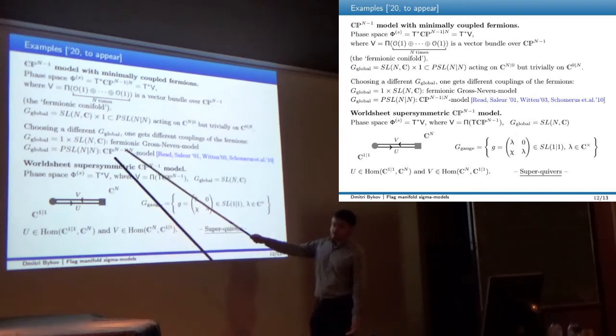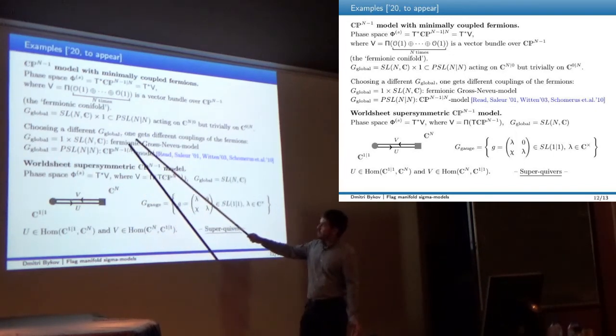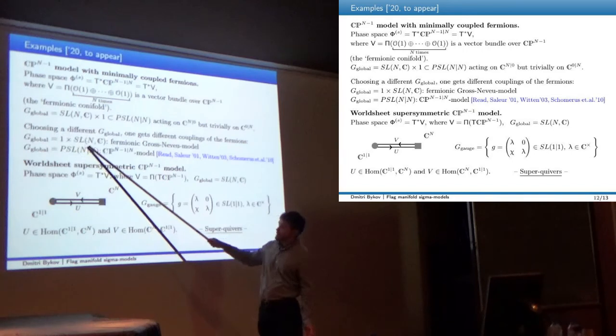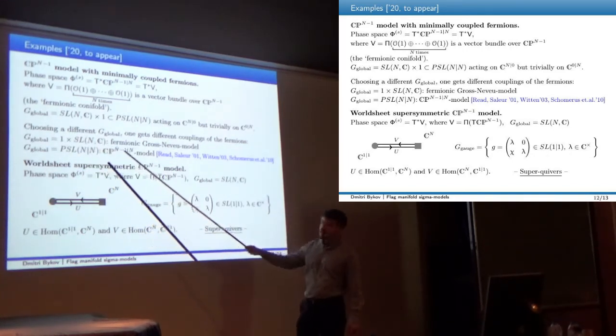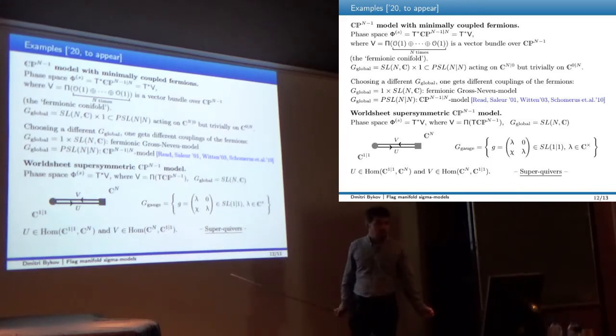I could as well consider other models, other couplings of fermions. For example, I can take as a global group 1 times SL_N, so the other SL_N. This is the one acting on fermions. In this case, I get the usual fermionic Gross-Neveu model. So I'm saying this setup generalizes fermionic Gross-Neveu models and sigma models. And this is essentially the same thing.